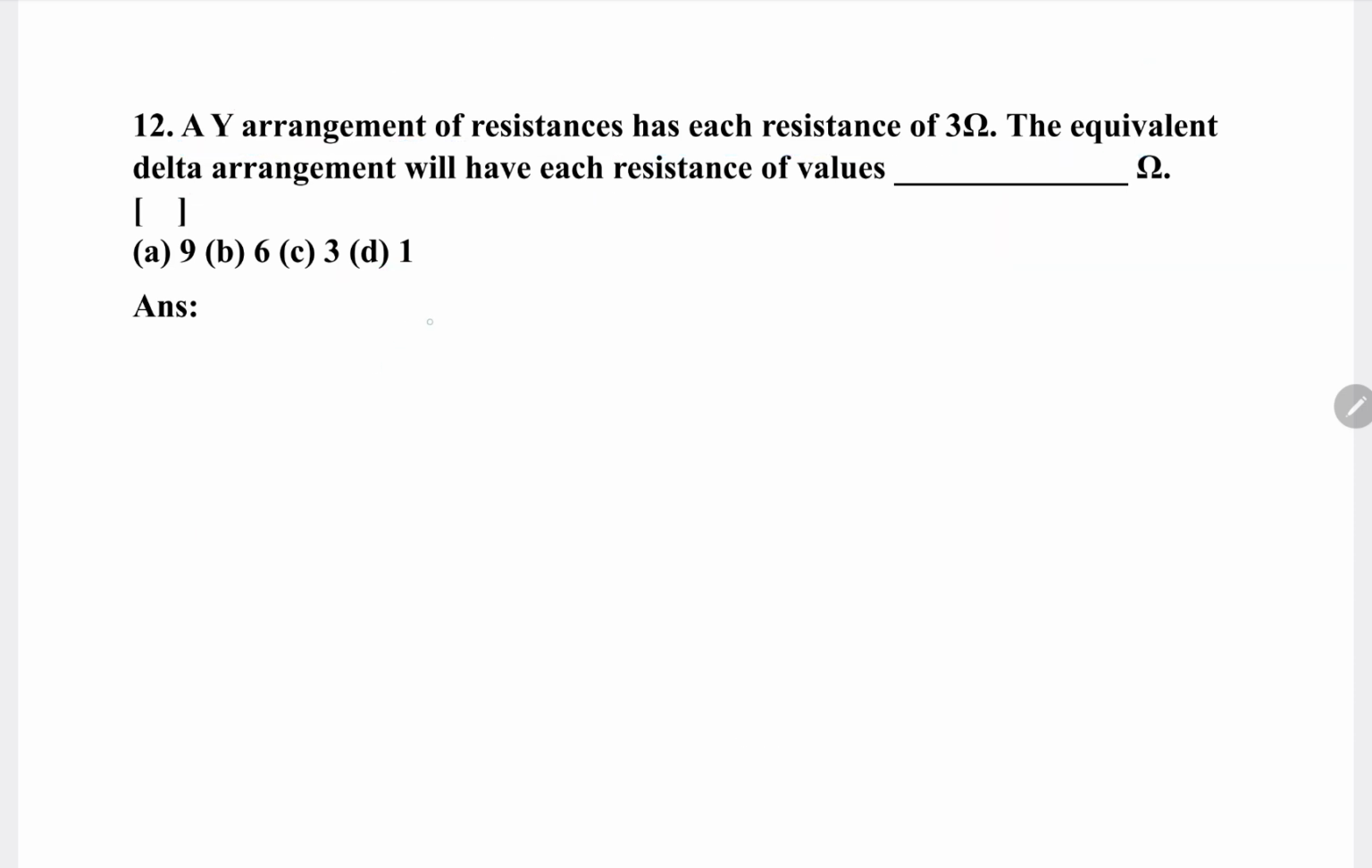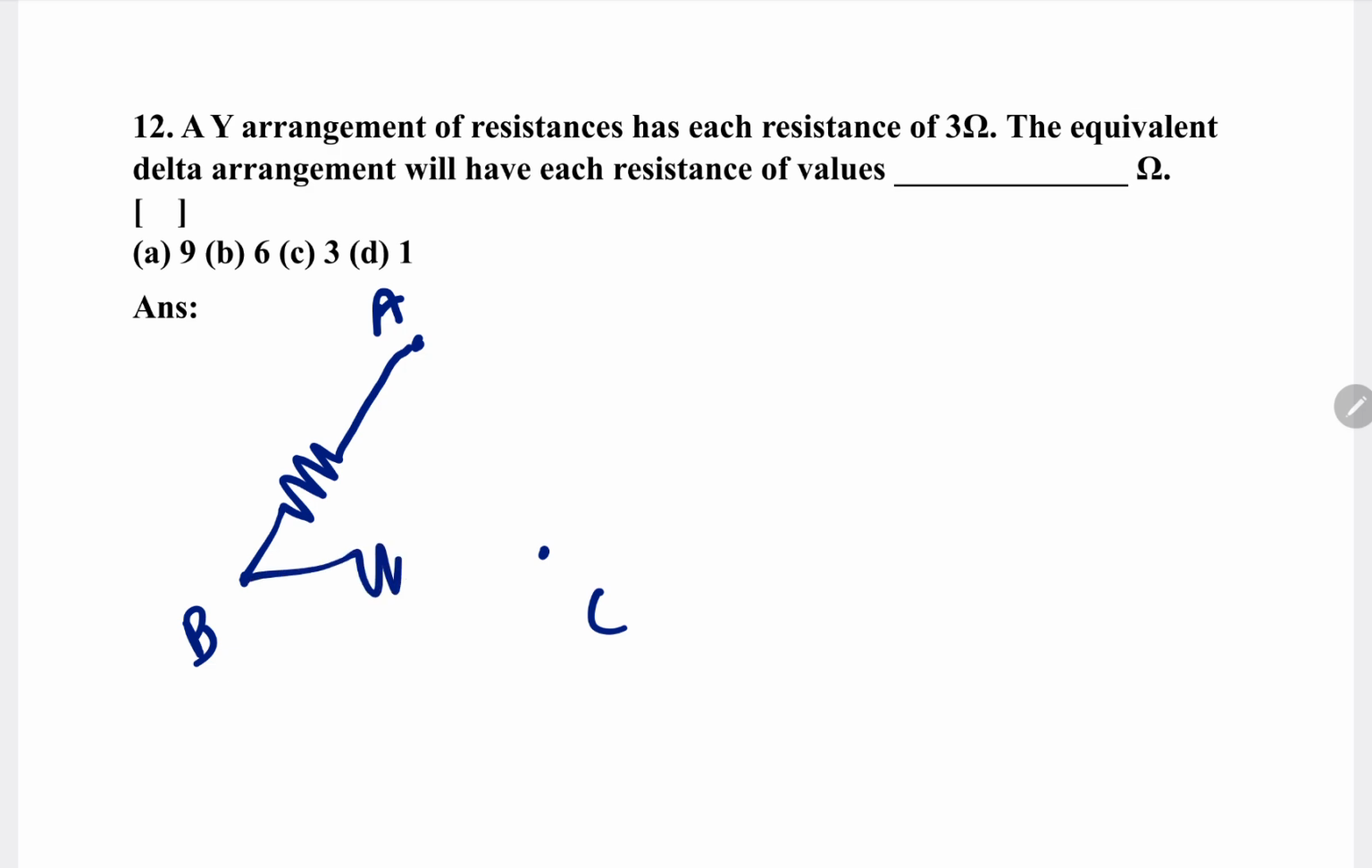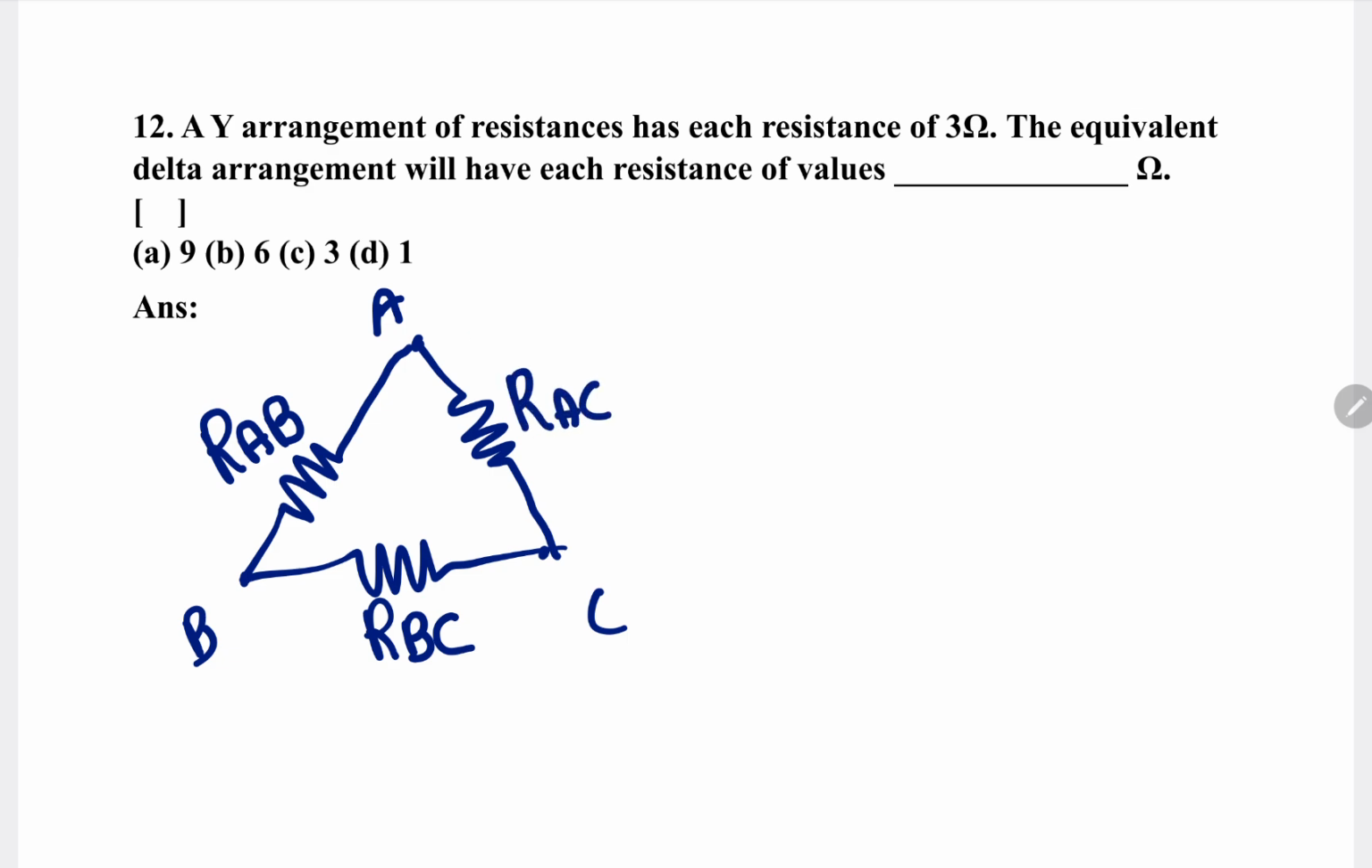Now see, this is the terminal A. This is a terminal B. And it is a terminal C. Between A and B one resistor. Between B and C one resistor. Between A comma C one more resistor. Between A comma B I am calling as RAB. Between B comma C I am calling as RBC. Between A comma C I am calling as RAC. This is the delta network. We also call as pi network.